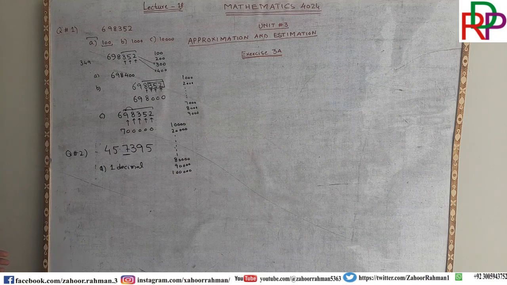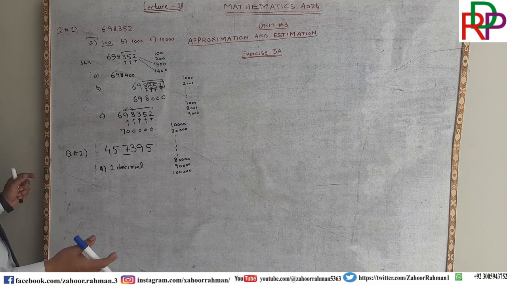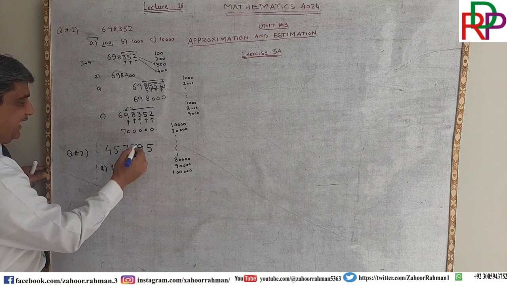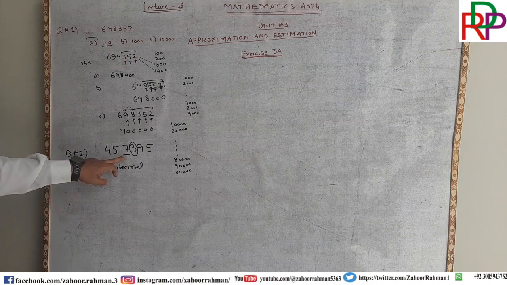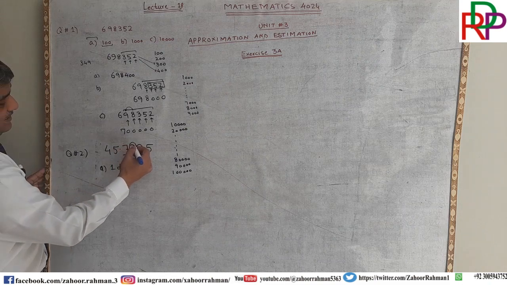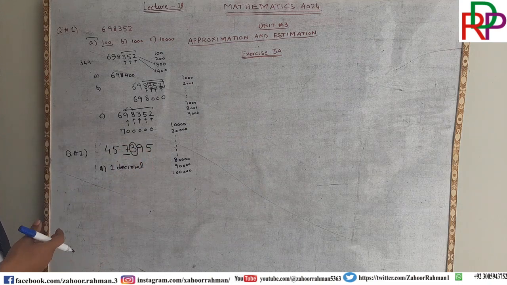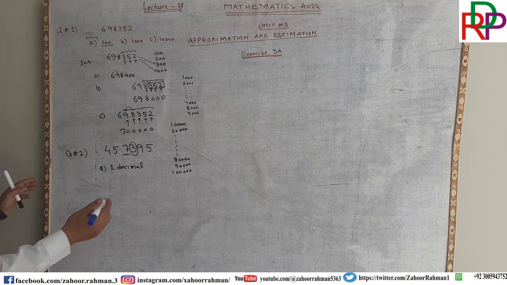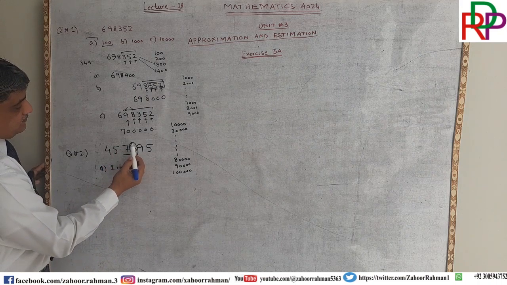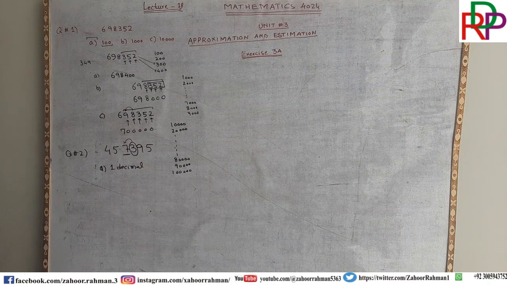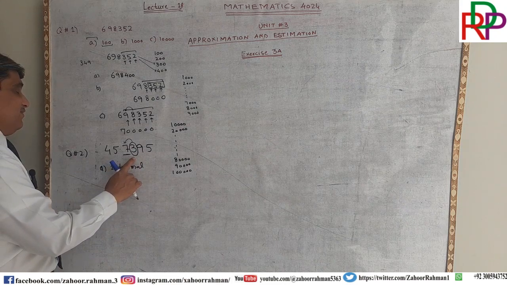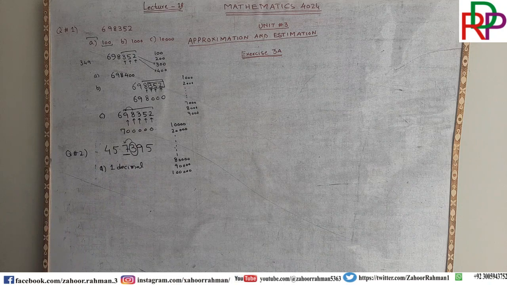Wherever you want to round it off, underline that number and encircle the number to the right of the underlined number. If this number is equal to 5 or greater than 5, then you have to add 1 to the underlined number. If it is less than 5, then you have to ignore that number.